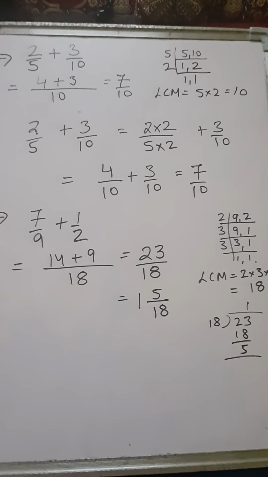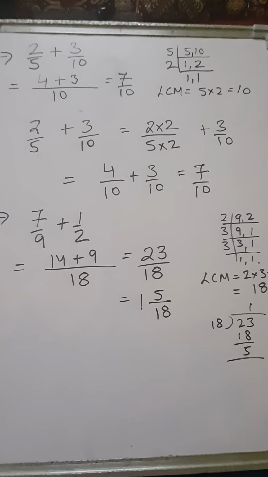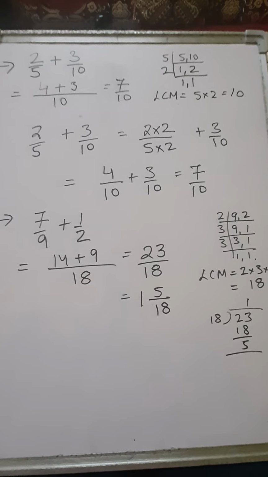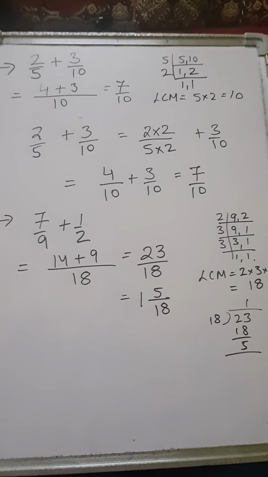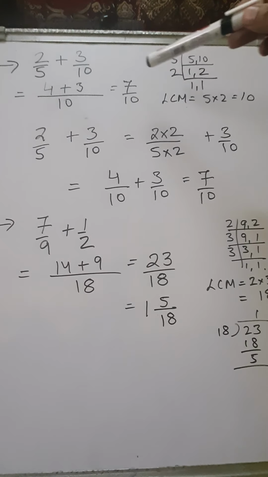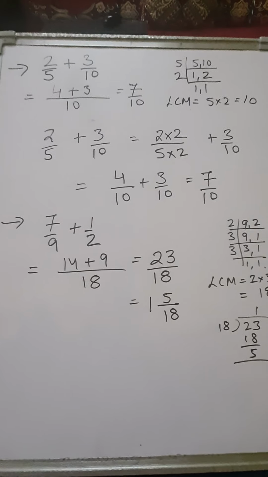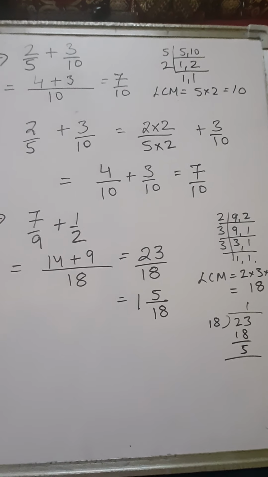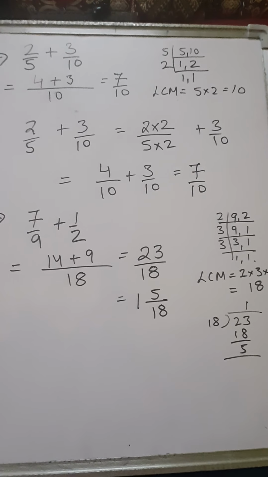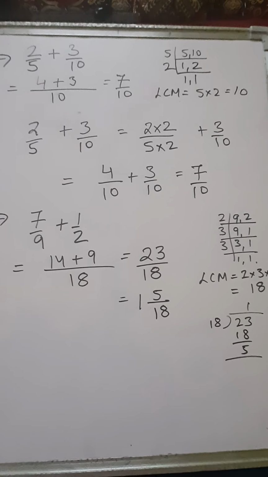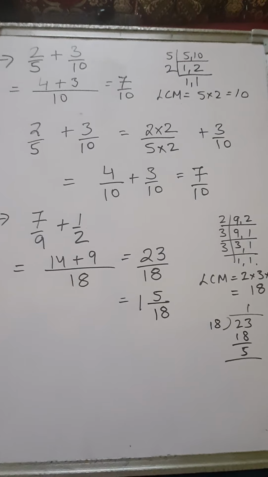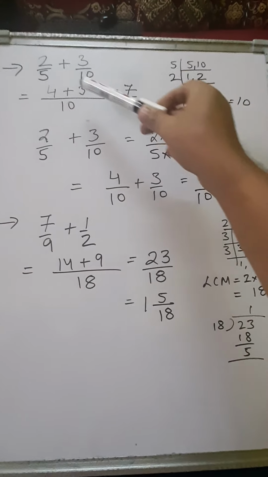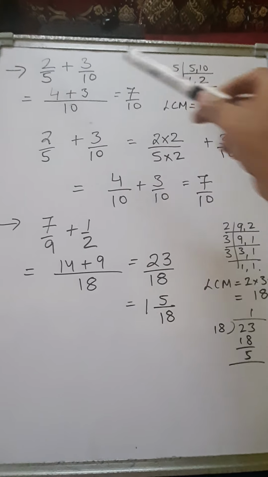Now, children, we will study how to add two fractions. Suppose you are given two fractions, 2 by 5 and 3 by 10, and you have to add these two fractions, right? So how will we add, let's try to understand. Now you can see the denominators of the fractions are 5 and 10. The first fraction has denominator 5 and the second fraction has denominator 10.